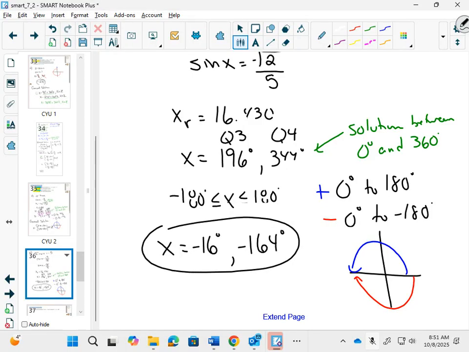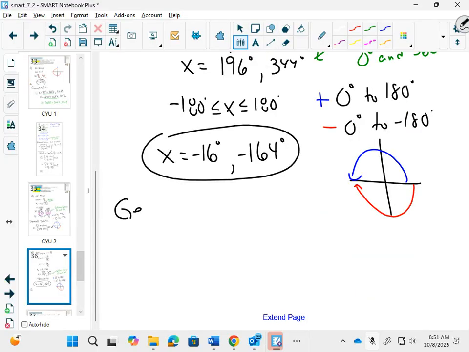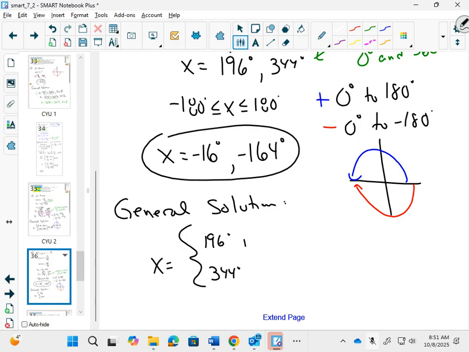Does it ask for the general solution as well? Yes. I think in the textbook, for the general solution, they use the negative ones. For me personally, I like to use my positive ones from 0 to 2 pi. So I'm going to use 196 and 344. Add 360 degrees times k. Add 360 degrees times k. Where k is an integer.